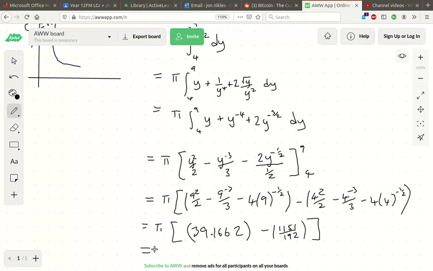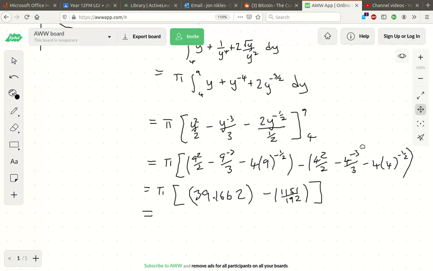So 39.1662 minus answer times by pi. Okay, and I'm giving it to 2 decimal places as the question asks for it, 104.21. Okay, I hope that helps for volumes of revolution. Best of luck with this topic.